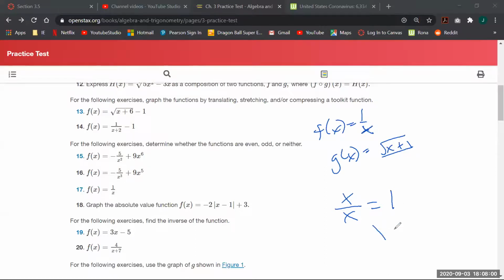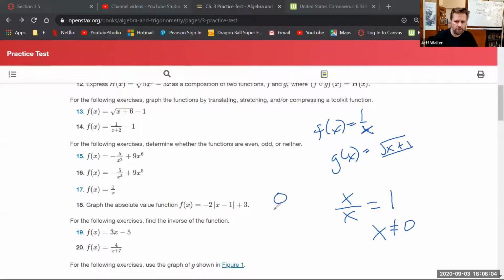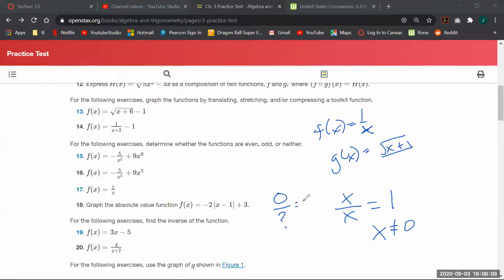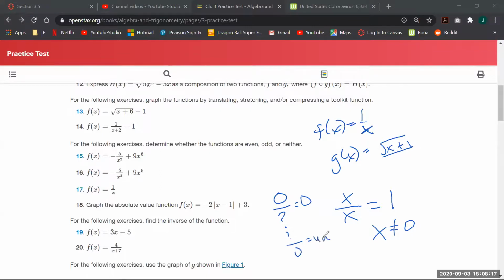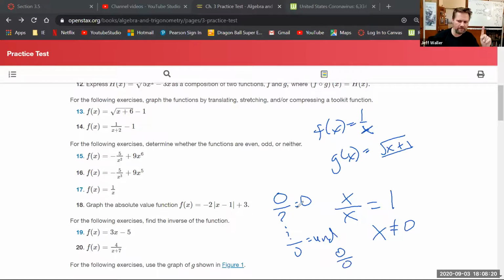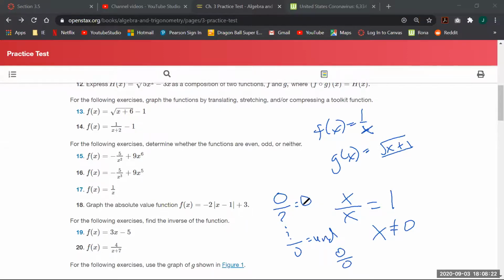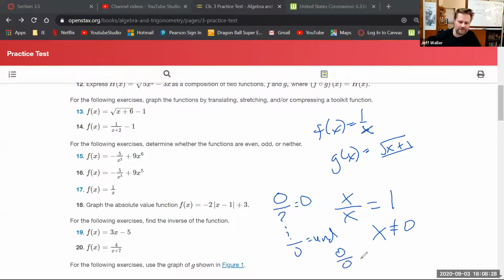So 0 over 0 is also. No. What's 0 divided by anything? Undefined, I believe. 0 divided by anything is 0. What is anything divided by 0? Undefined. So what is 0 divided by 0? Which one wins? Undefined. You're right. No. Nope. It's even worse. It's called indeterminate.